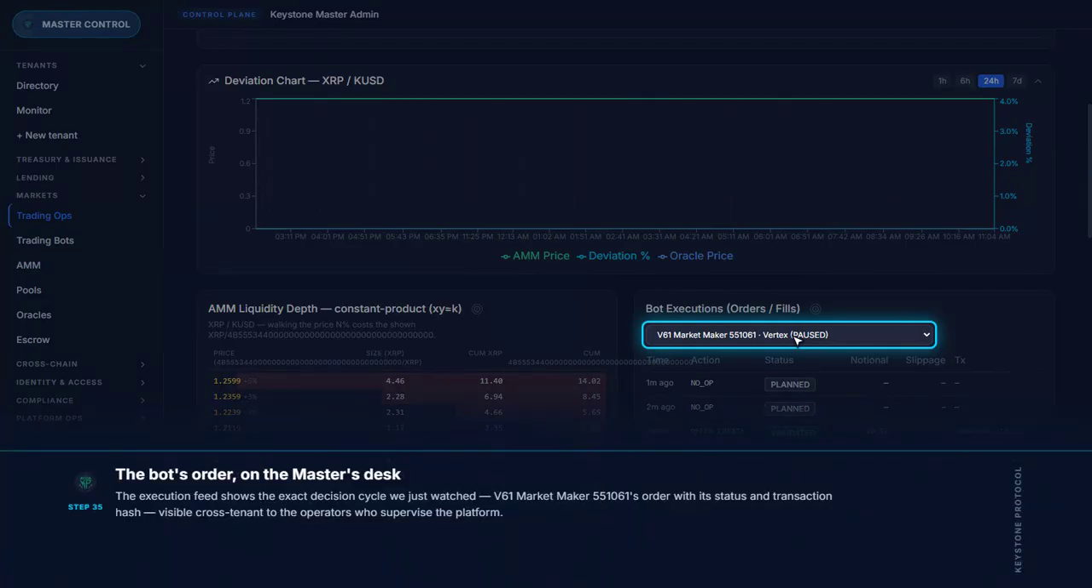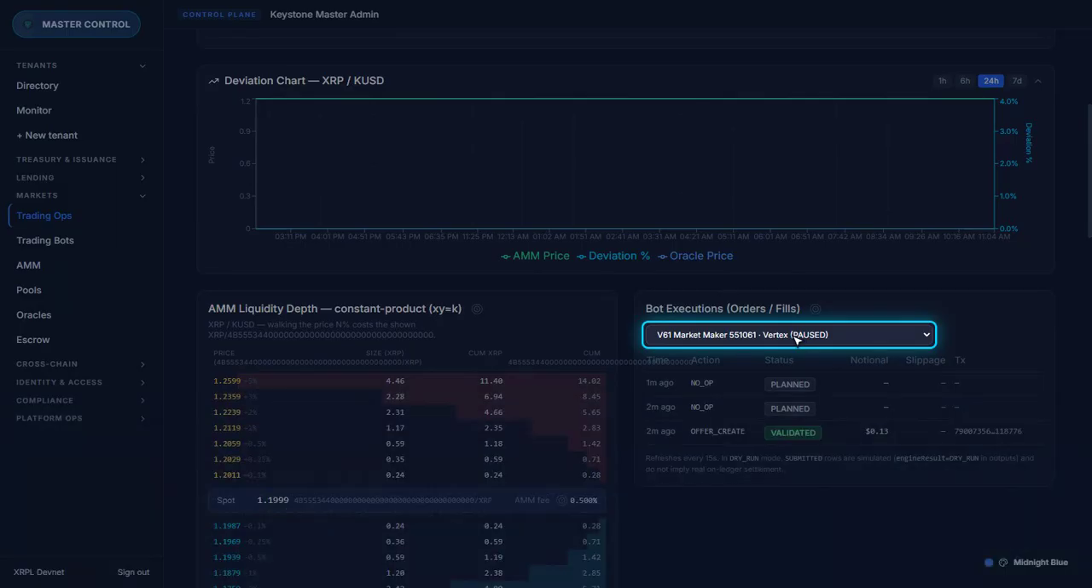The bot's order on the master's desk. The execution feed shows the exact decision cycle we just watched. VER61 market maker 551,061's order with its status and transaction hash visible cross-tenant to the operators who supervise the platform.